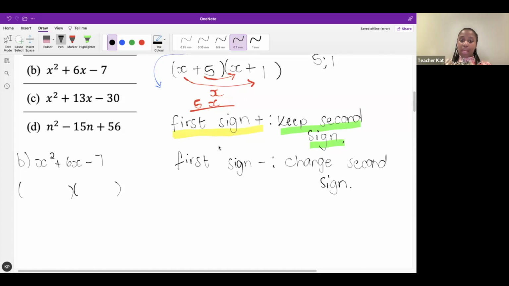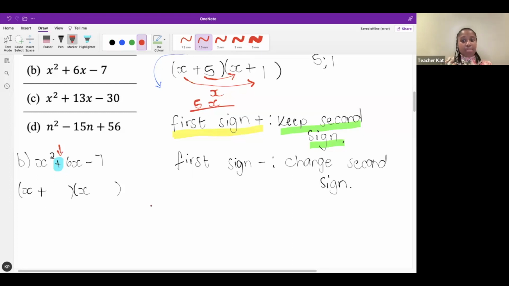Thank you, Lily. Okay, so my first term is going to be x and an x, because whatever you put there must give you x squared. X times x is x squared, right? Great. Now we look at my first sign, and it's a positive. So what sign is going into the first bracket? If my first sign is a positive, what sign is going into my bracket? A positive. Okay, it feels like some people are with me, which is great. A positive.